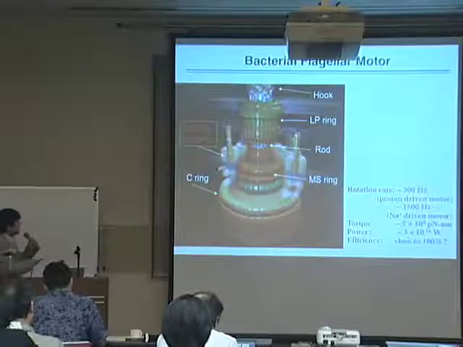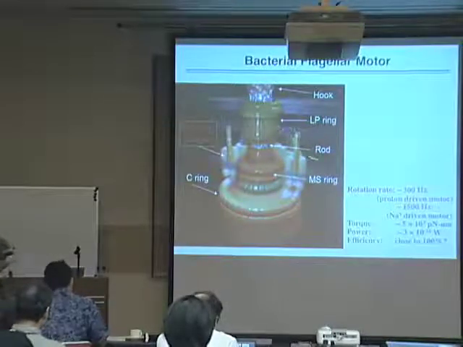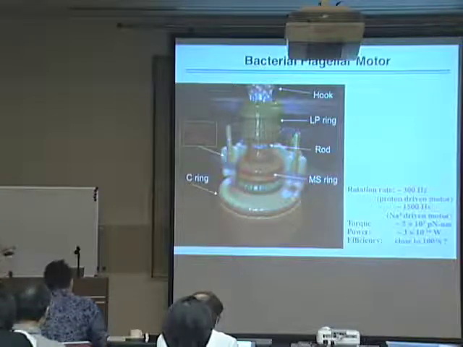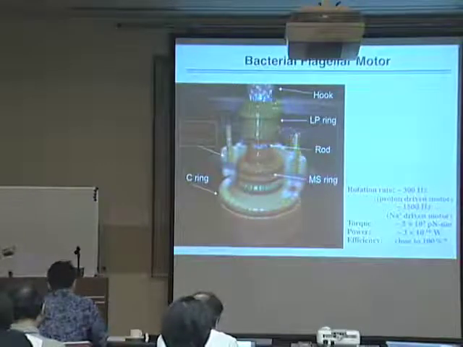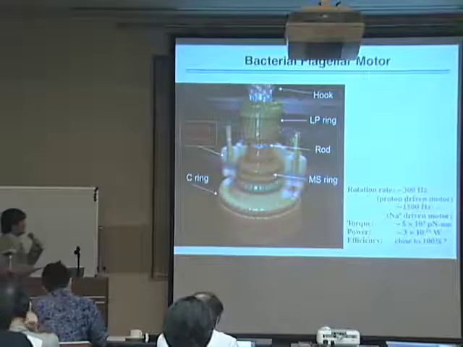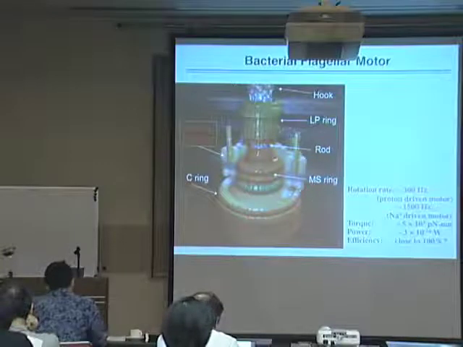And here we have the rotating part, the rotor of the motor, and here we have the stator. The proton flux goes through this way, and the rotational torque is generated between the stator and the rotor. But the details of the mechanism are not well known, because the atomic structure of these parts is still unknown.